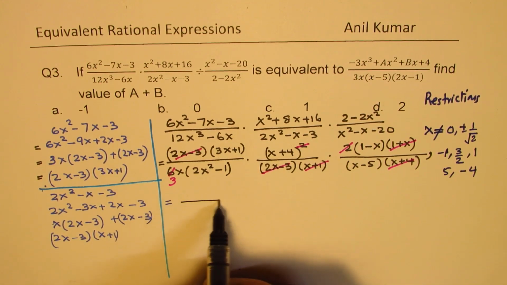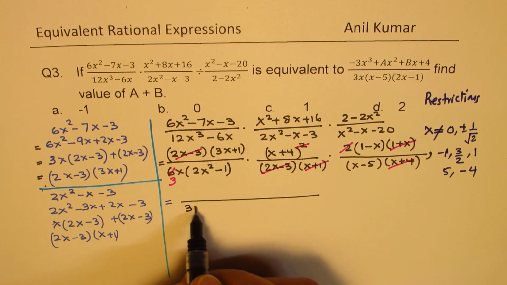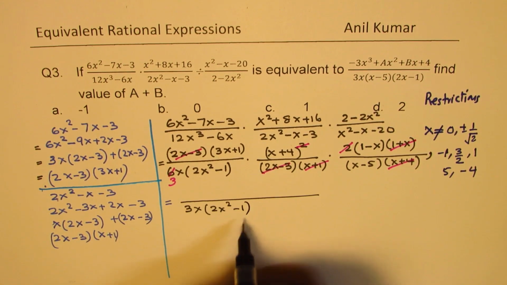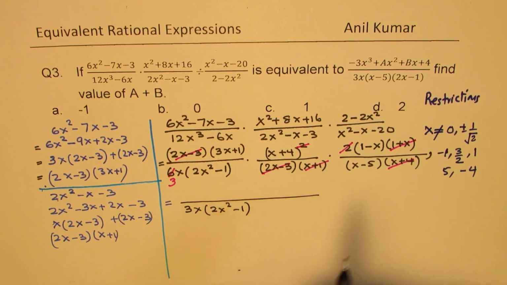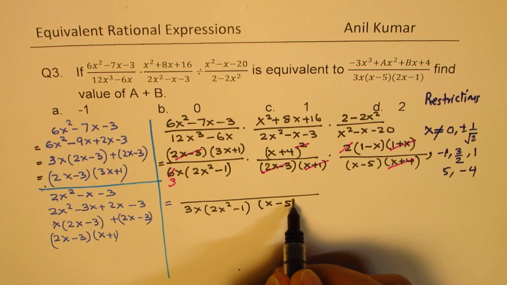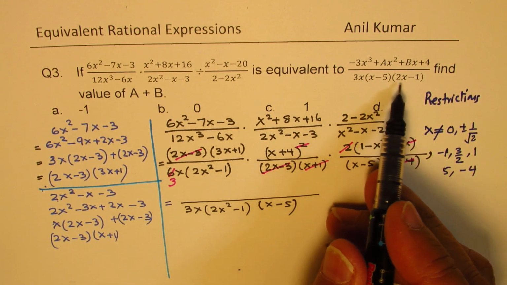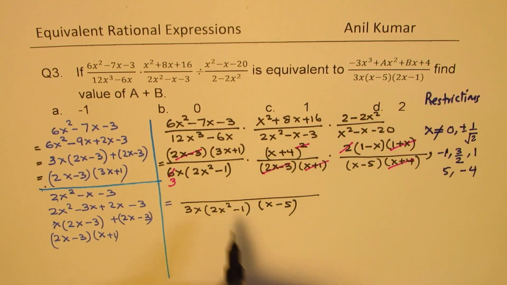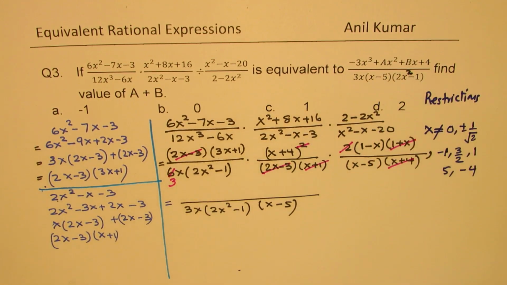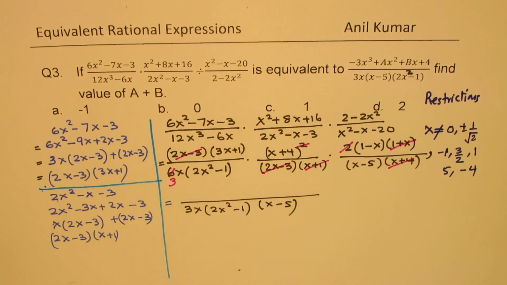So what we really get here is, in the denominator we have the term 3x, and then we have this 2x squared minus 1, and these two factors cancelled. We have x minus 5. So if you compare with what is given to us, we have 3x, x minus 5, and 2x minus 1. That square thing is missing here, right? So let me include this. I've just made a change here. There's a factor 2x squared minus 1. Okay.